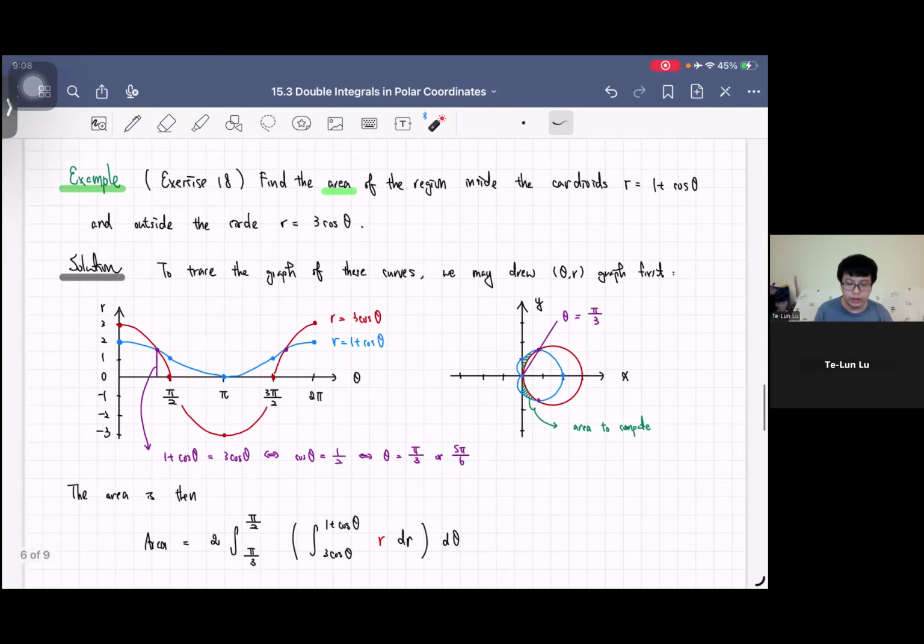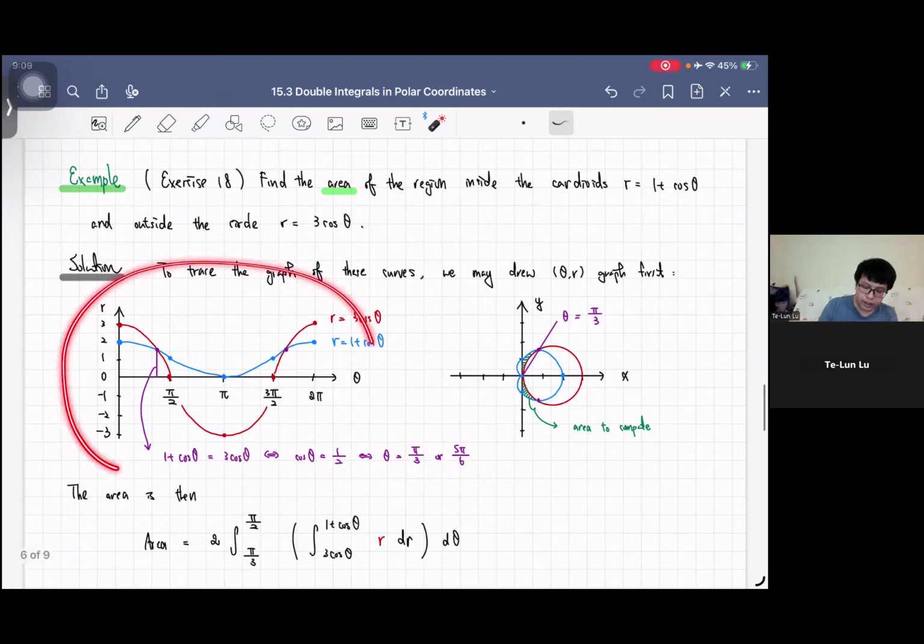Okay, for this third example, I want you guys to compute a particular area within two radial curves. So what do I mean? We want to find the area of the region within the curve r equals 1 plus cosine theta. This is called a cardioid. And outside the circle r equals 3 cosine theta. So you can figure out what the curve looks like by replacing r and theta by x and y. But I encourage you guys to try to do the following.